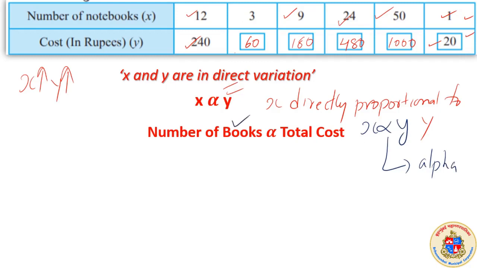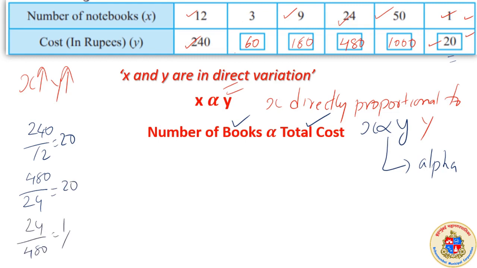If the number of books increases, the total cost also increases. And if you don't know how much it costs, 240 divided by 12 is equal to 20. It is already given that 20. And if you consider x over y, in the case of 480 divided by 24, that is also 20. If you divide 24 by 480, you will get 1 upon 20. Even in this case, if you divide 12 by 240, you will get 20.